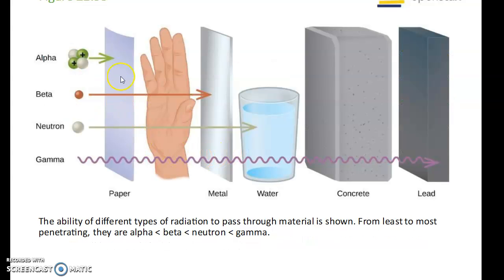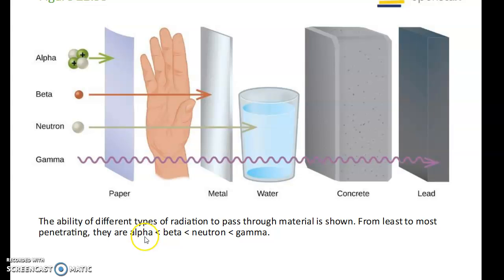Now, you can stop radiation quite easily. A single sheet of paper will stop an alpha particle. A thin sheet of metal, aluminum, about a quarter of an inch thick, will stop a beta particle. A neutron can be stopped by a few inches of water. Gamma radiation takes several inches of concrete, I think 6 to 12 inches, or 2 inches of lead to stop a gamma ray.